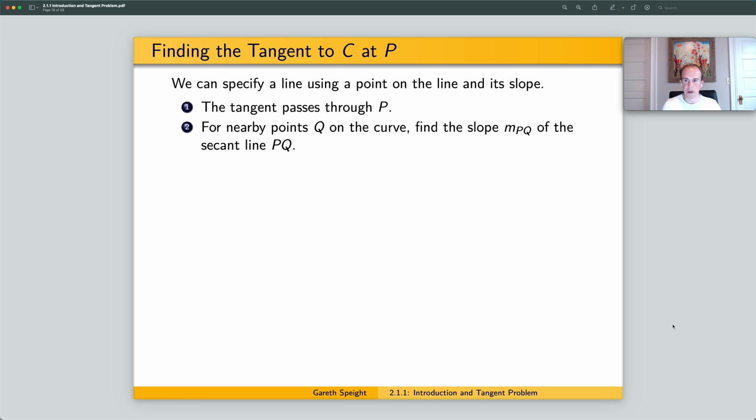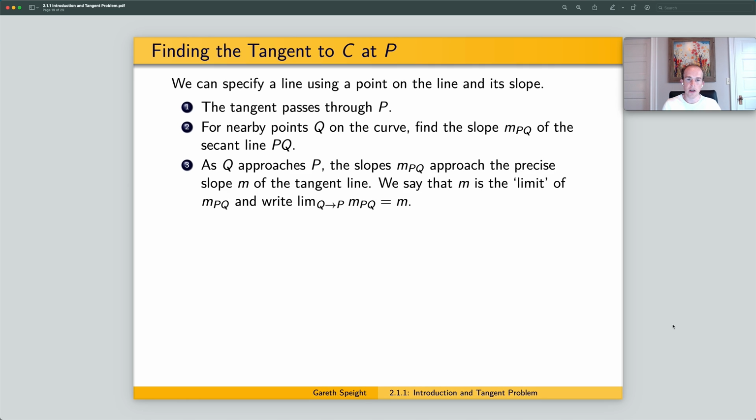But then that wasn't the problem, right? The problem was to find the slope of the tangent line. So how do we do that? Well, as Q gets closer and closer to P, the slopes of these secant lines PQ get closer and closer to the slope of the real tangent line. So we just look at these slopes MPQ, we see what kind of number they approach. Hopefully they approach something. And we pick out that number. We say that number is the limit of the MPQ that we calculated.